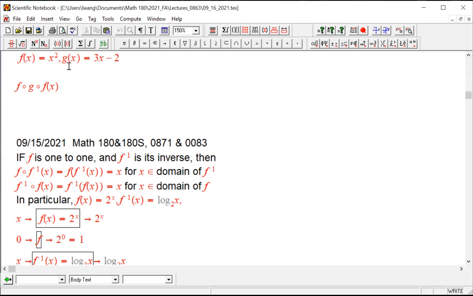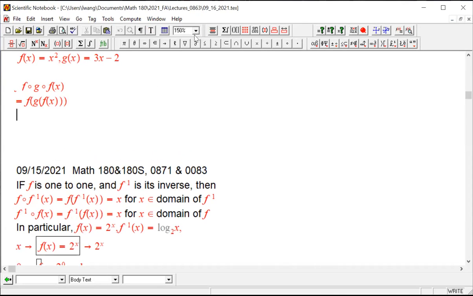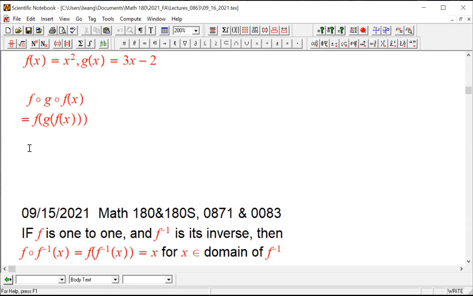So we have f equals x squared, g equals 3x minus 2. So you want to do f composite g composite f, right? What you will be doing is, you basically have 3 layers. The input x, so you have f of g of f of x. And then you start from the inside. It's inside out.